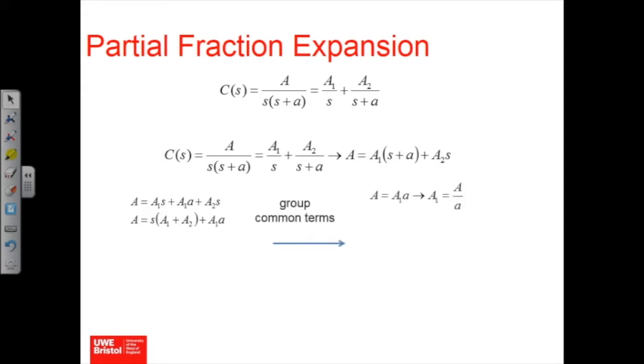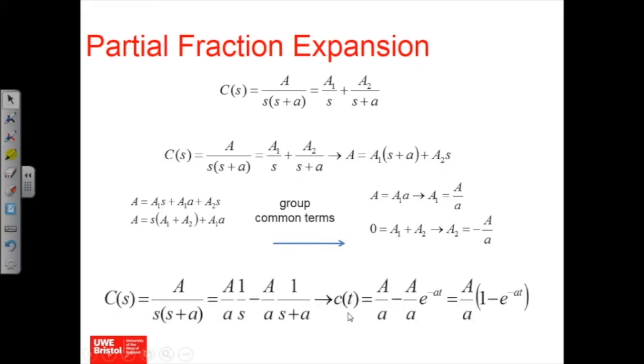Okay. And if I look at the numbers terms, on the left hand side is a, on the right hand side it's a1 times a, so that gives me a value for that coefficient. I look at the s terms, there's none on the left hand side, it's a1 plus a2 on the right hand side, so I get to evaluate a2. So that's a1, that's a2, and now I'm in a position to do a transform.